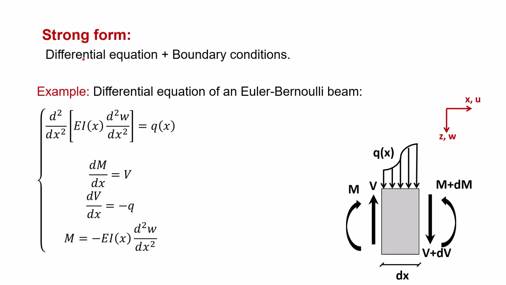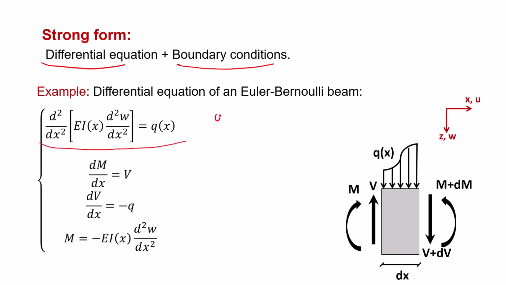Okay, let's start with the strong form. The strong form simply means the differential equation plus the boundary conditions. So, for a Euler-Bernoulli beam, the governing differential equation is this one as shown here.